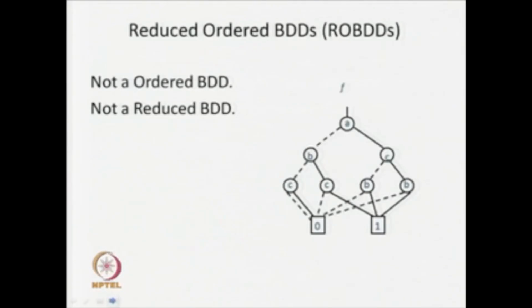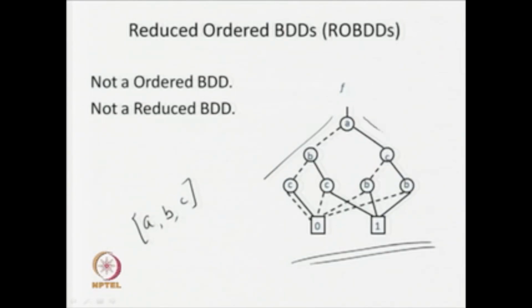Now, consider this particular BDD. Just say I am drawing a random BDD over here. I think in the last class also I had drawn this particular BDD. Now, slightly change the labels over here. So, in this particular case I am saying that it is not an ordered BDD. Why is it not an ordered BDD? It is not following any particular order in any execution. Say if I follow this particular path, then the ordering is A, B, C.